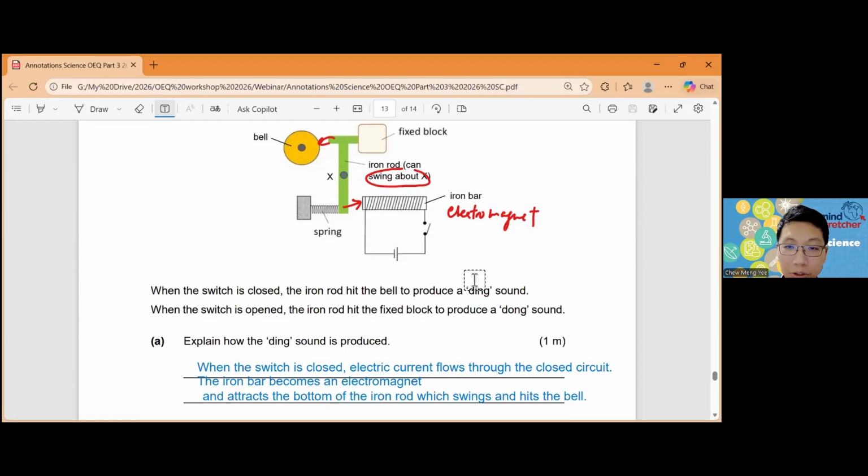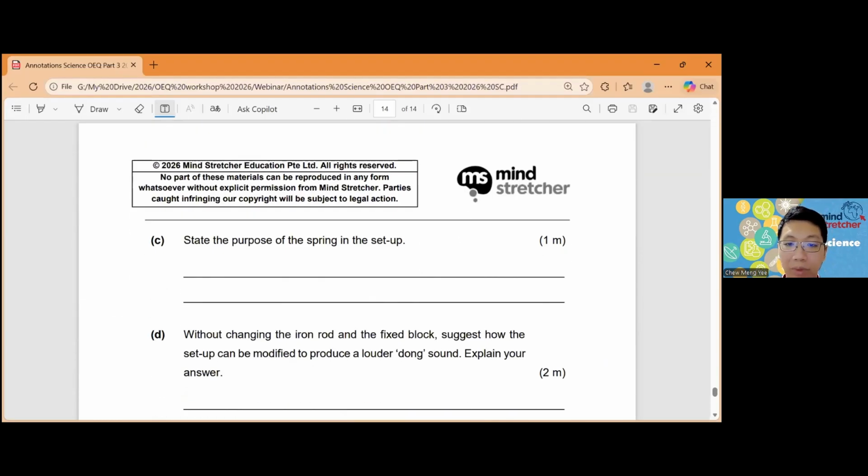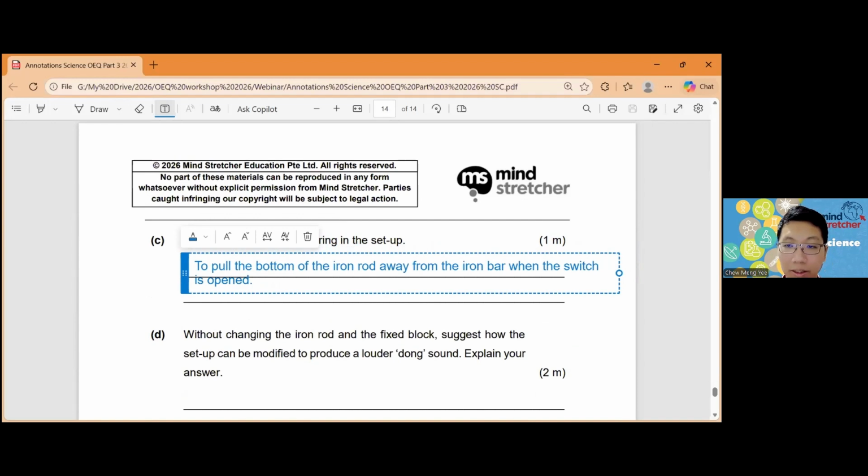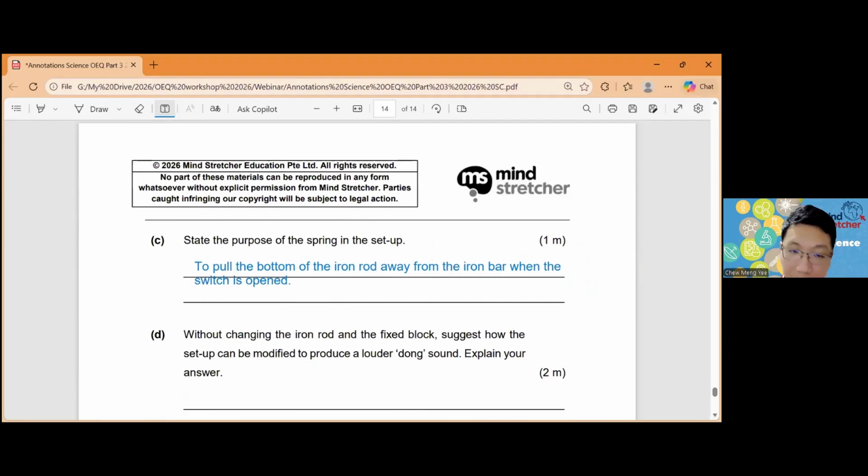So what is the spring for? When I open the switch, it's no longer an electromagnet. So the spring is there to pull back the iron rod. The spring is there to pull the bottom of the iron rod away from the iron bar, from the electromagnet, so that it can produce the dong sound. If the spring is not there, then it will not hit the thing on top, the fixed block.